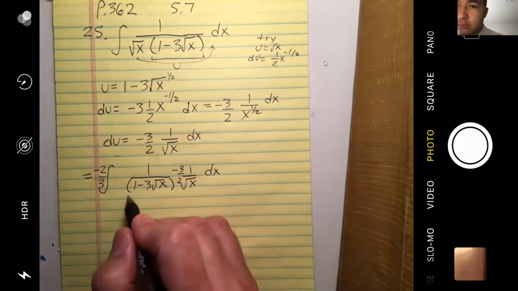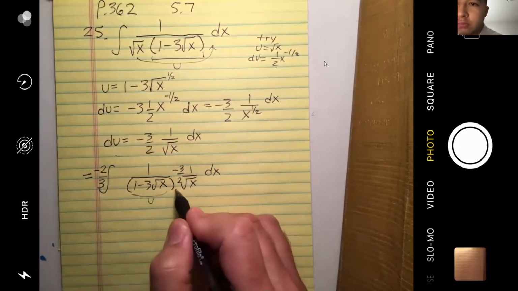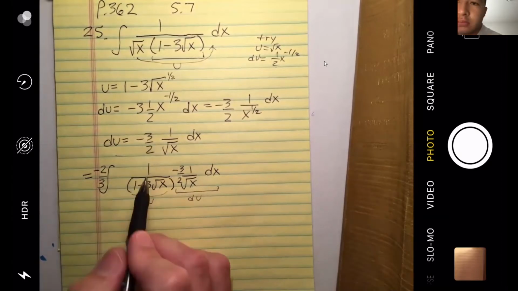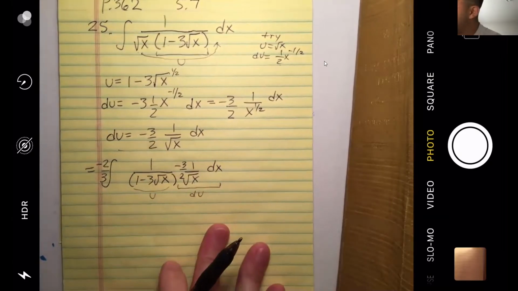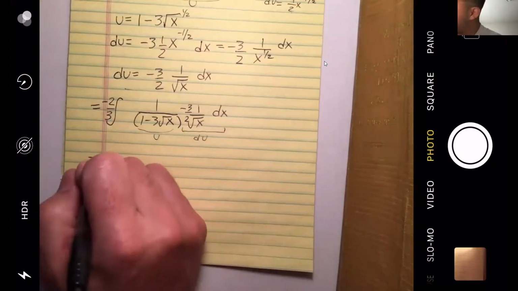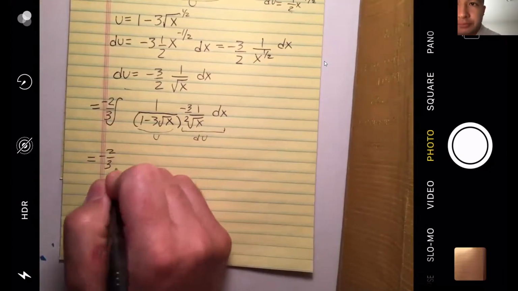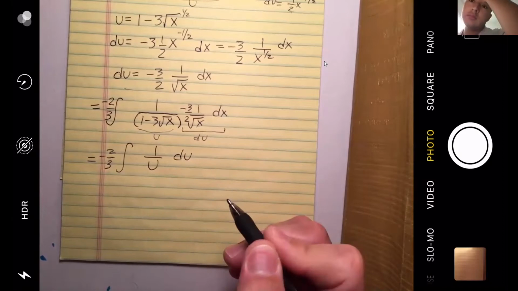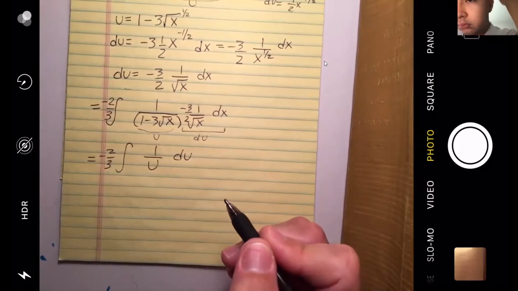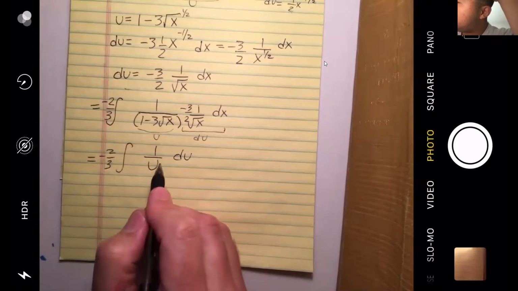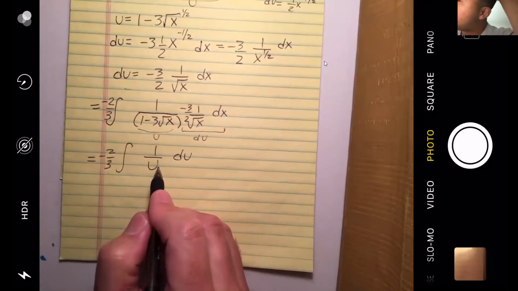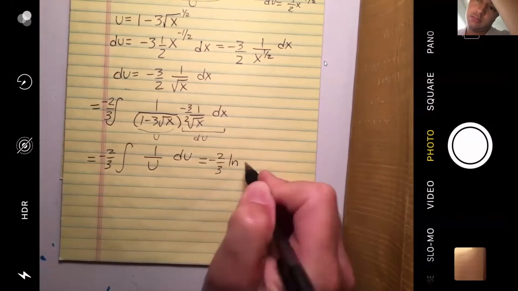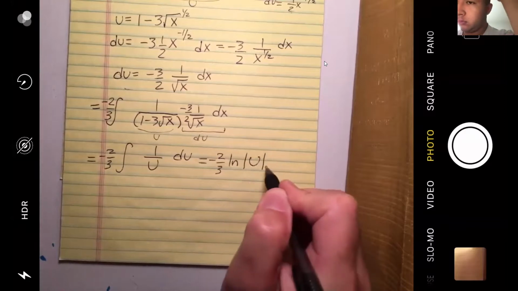All right. So I now have this is my u. All the rest of this is my du because it matches. So I worked it to -2/3 integral 1/u du. And once again, that's a first power. That means log. -2/3 natural log, I'll use the absolute value, u plus c.